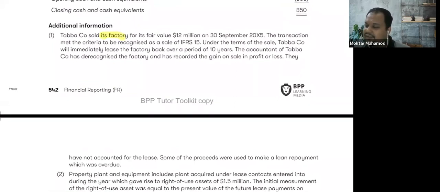Tabah sold its factory for its fair value of 12 million. The transaction met the criteria to be recognized as a sale under FRS 15, non-current asset held for sale. Under the terms of the sale, Tabah will immediately lease back the factory over 10 years. The accountant of Tabah company has de-recognized the factory and has recorded the gain on sale in profit or loss. They have not accounted for the lease. Some of the proceeds were used to make a loan repayment which was overdue. This is like recognized as a sale.